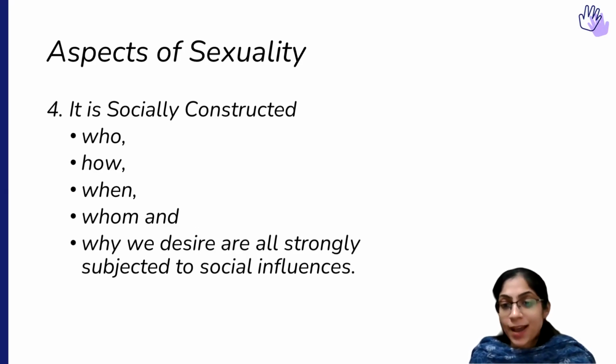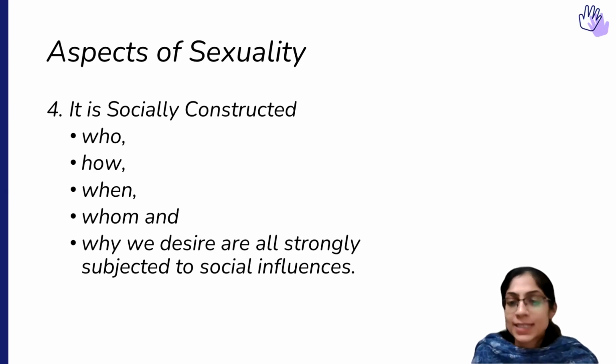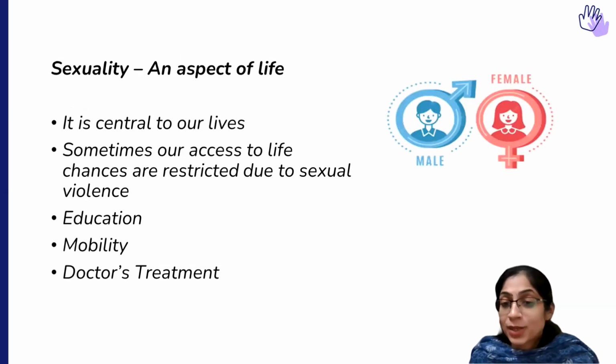All these things are affected by social factors. So, who, what, where, and when we can have our intimate feelings for is decided by society. It is a social construct. Now, like I said, why is that so? It is like that because in our society, as we will study in the later half of the presentation, we want to continue patriarchy, right?